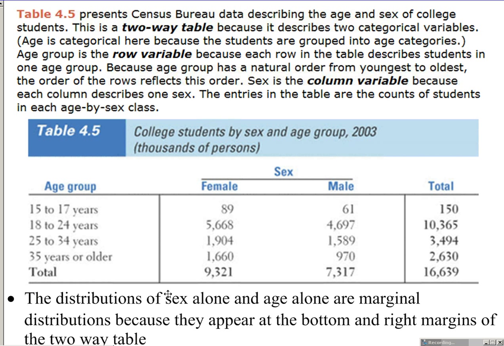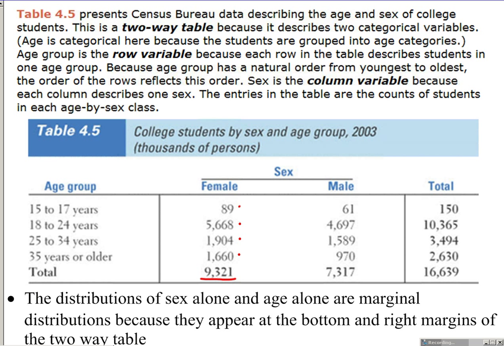The distributions of sex alone and age alone are marginal distributions because they appear at the bottom and right margins of the two-way table. So if you were asked to do a marginal distribution of sex alone, we would be taking each one of these values and dividing by the total to find the marginal distribution of sex alone within each age group.